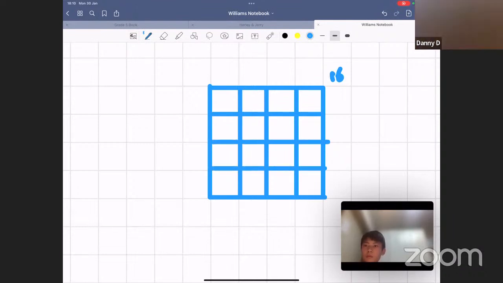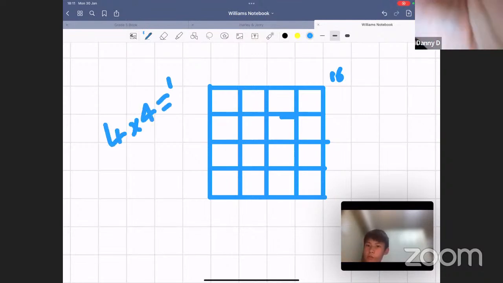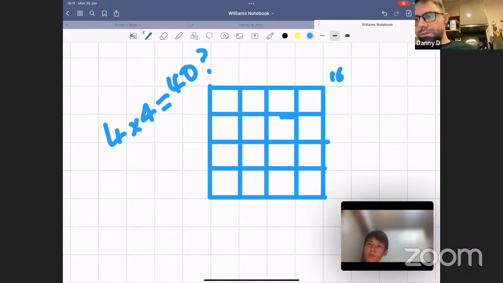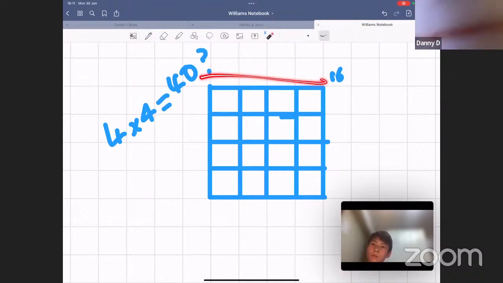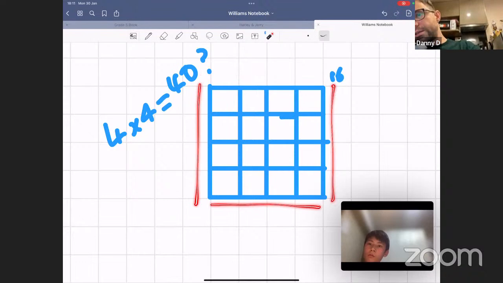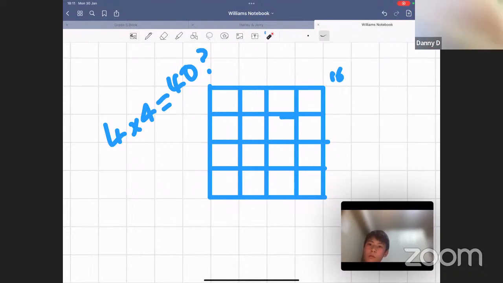Isn't that 40? Oh no, because wait, how many is it? Wait, 4. Yeah, 20, 24, 28, 32, 36, 40, right? It'd be 40 for a 4 times 4. A 4 times 4 would be 40, right? Is that right? Or not? No, it's not right, because there's 4 here, 4 here, 4 here, 4 here. That's 16. How many is a 4 by 4?